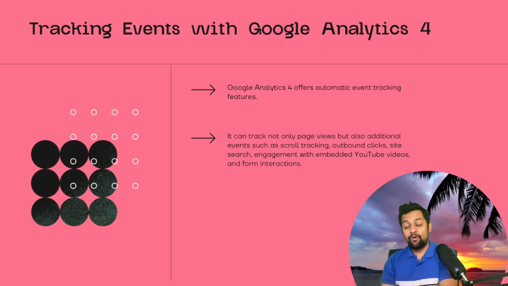The other thing is, with your GA4, you can track events. An event can be something like a button click, scrolling, outbound clicks, or someone searching on your website. It can be watching an embedded video. It can be filling out a form. It can be a purchase. It can be any activity or any type of engagement on your website. That's basically what an event means.